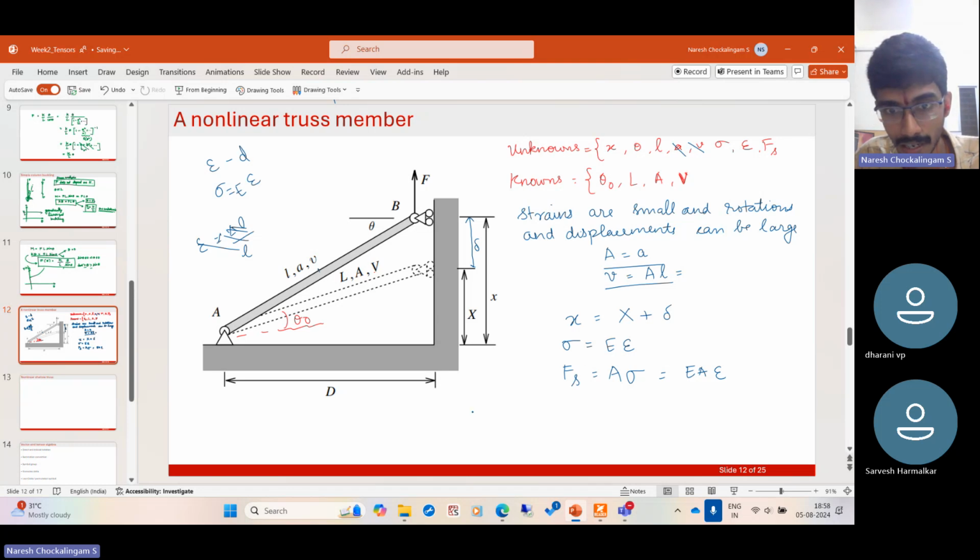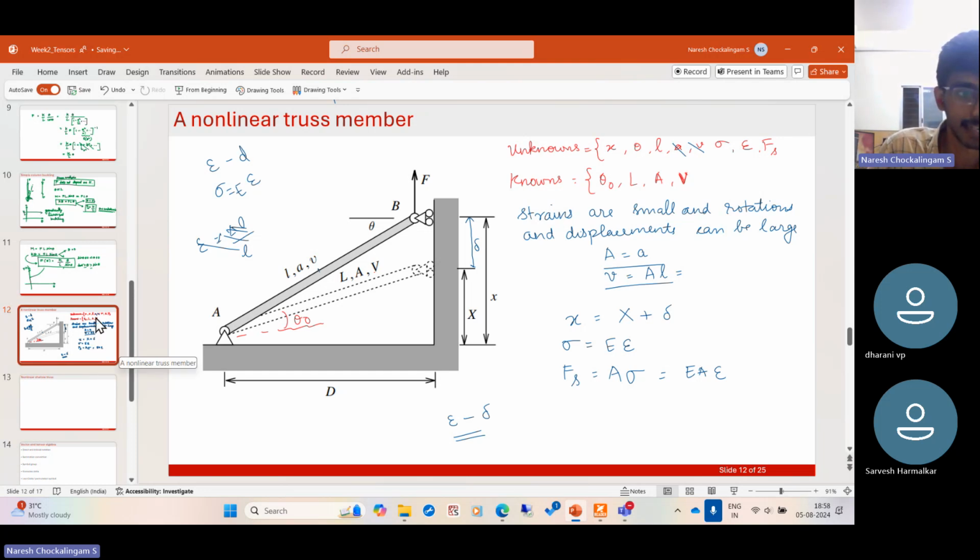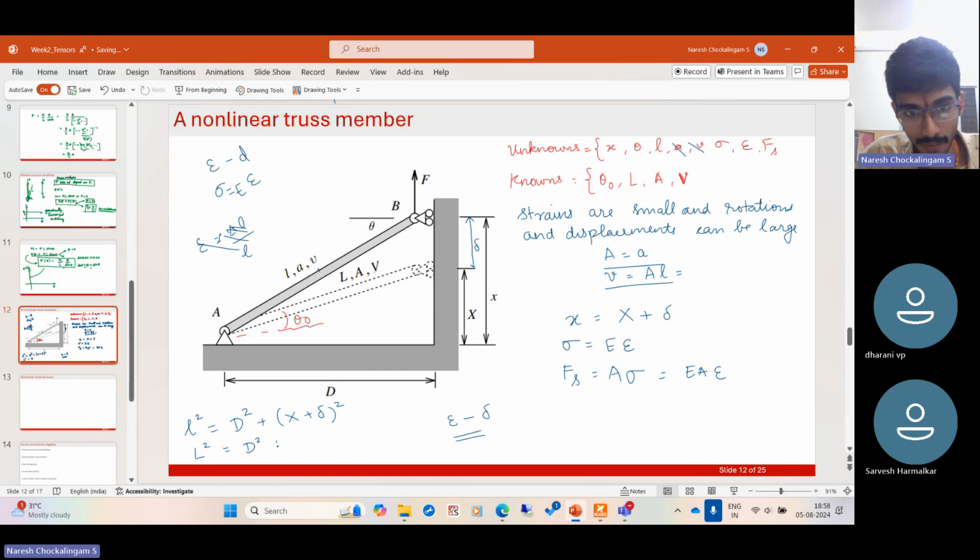Now what is left? We want a relationship between epsilon and delta. So to do this, let us use the precise geometric details, right? So here, what is L square? Small L square is equal to D square plus X plus delta, which is small x, the whole square. Now, what does this give? This gives a relationship between L and delta. So let us have this as one equation. What is the other equation? The horizontal displacement, this D, remains unchanged. So capital L square is equal to D square plus X square.